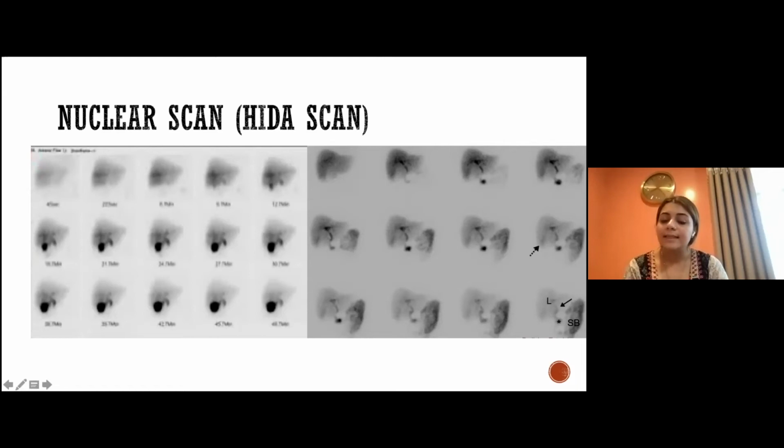Other diseases, like I mentioned, that you can use a HIDA scan for are biliary atresia. You can use it for bile injuries post-surgery. For example, if a person had abdominal surgery and had any lesion or injury to the bile duct, they are able to visualize it with the HIDA scan as well, or bile obstruction.